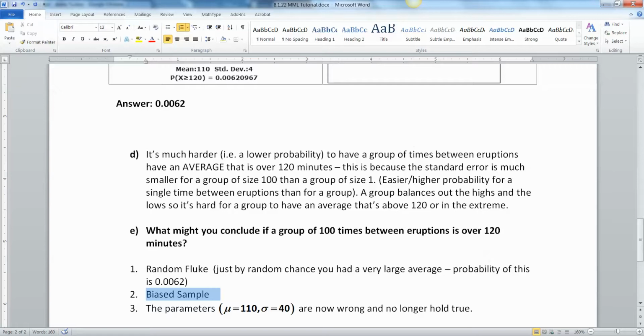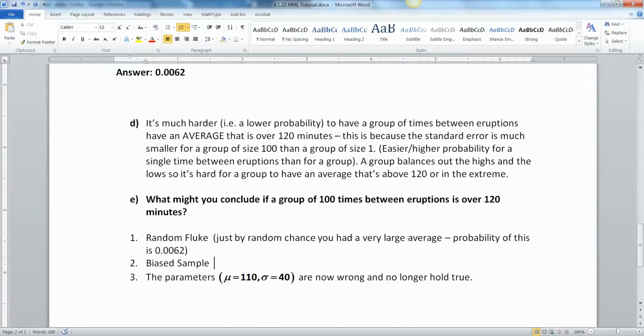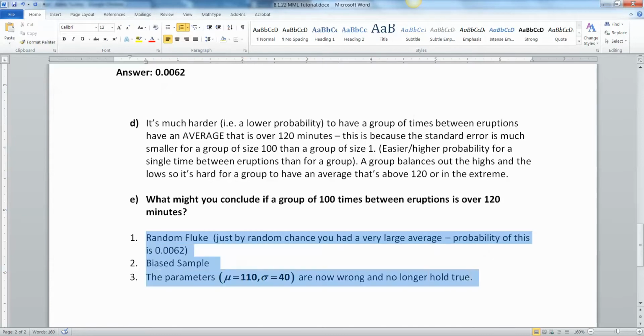It could be that you were biased somehow. Let's say you only took your readings in the middle of the day, and maybe for whatever reason, in the middle of the day, it takes longer between eruptions. Or you only did it in June, but for some reason January is shorter, or February, something like that. You biased yourself in how you took the sample. That's possible. Or, and what we're setting you up for here is chapters 9 and 10.